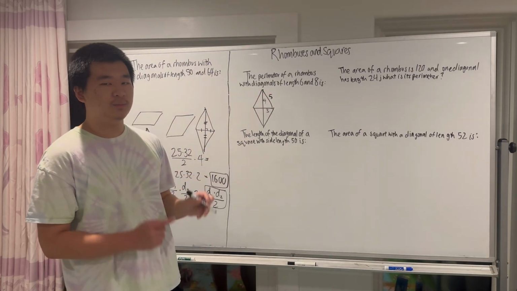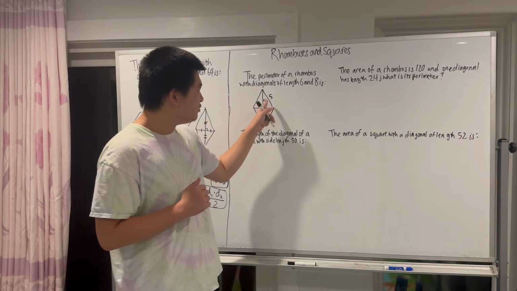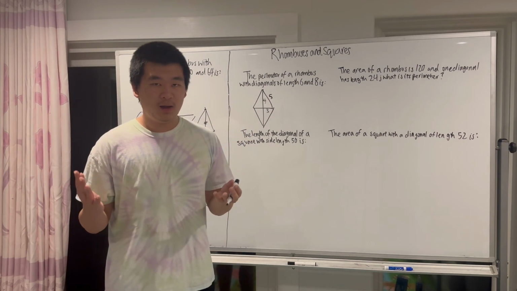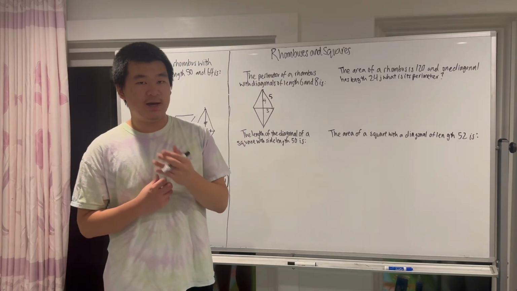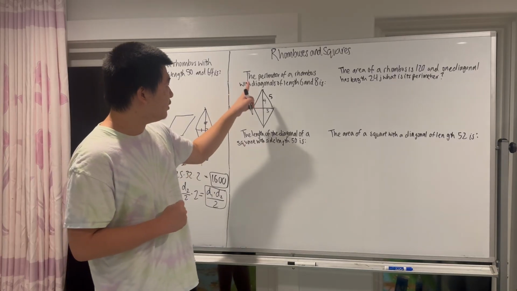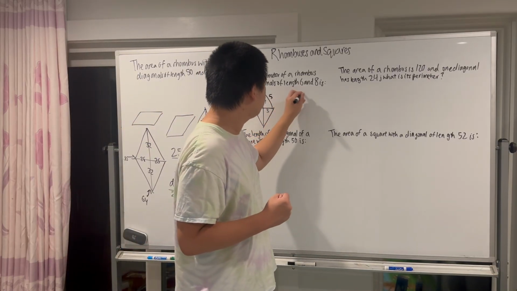Memorize your Pythagorean triples. This is the most important one, the 3, 4, 5. And now, since we have 5, 5 is not only the hypotenuse, but also the side length of the rhombus. And remember, it's a rhombus, so all the sides are the same. So our perimeter is just going to be 5 times 4, which is 20.